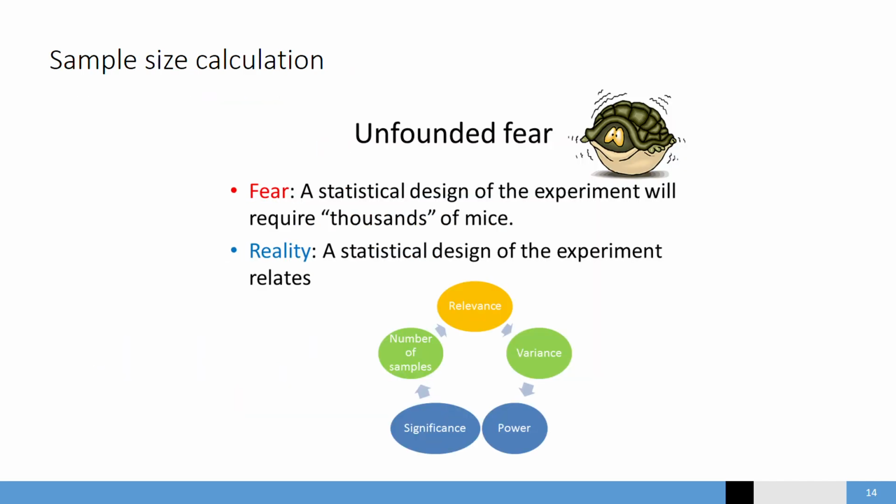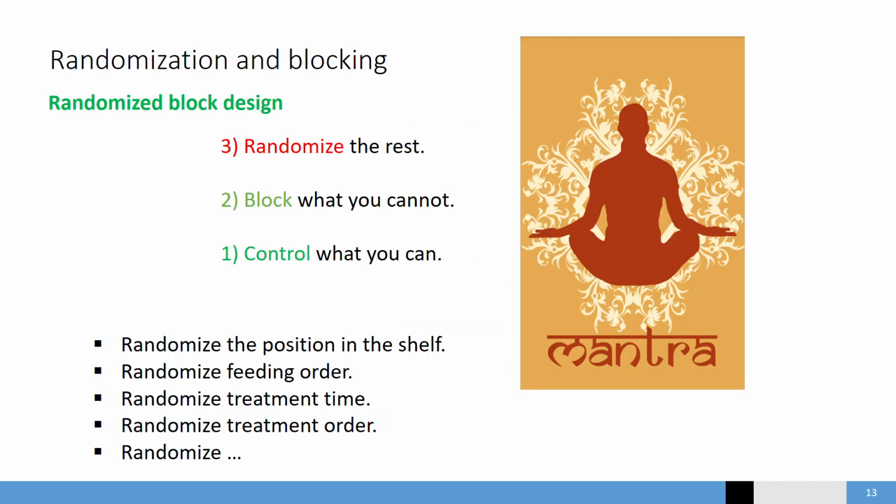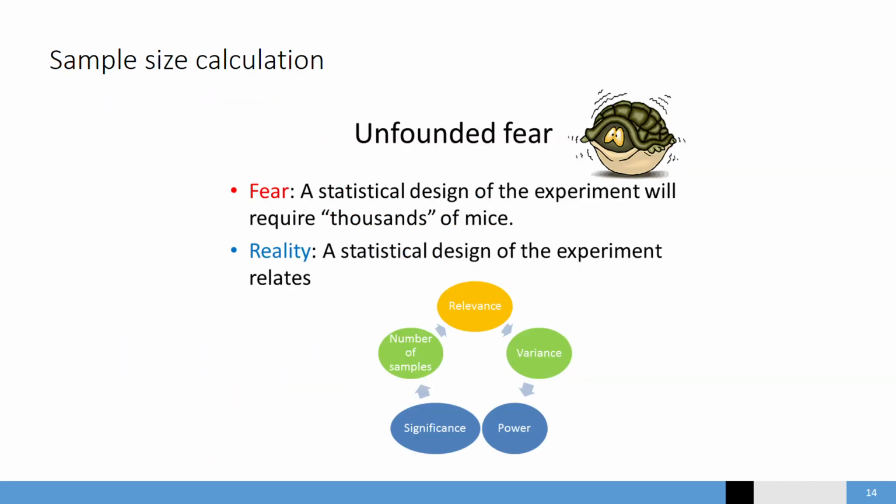So let's stop here, and then we will continue in the next one with how to calculate the sample size, and how there are 5 variables that are related to each other, and that fixing 4 of them automatically reveals the last one, and the last one that you are interested in at this moment is the number of samples.